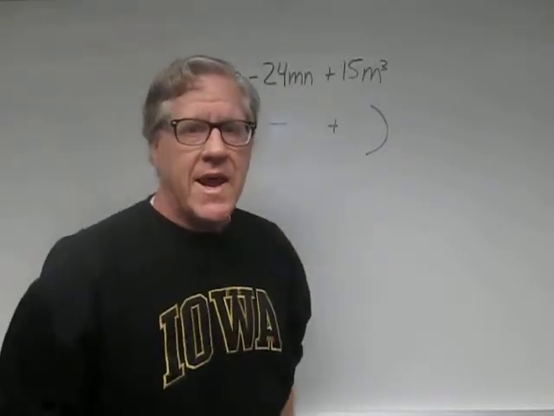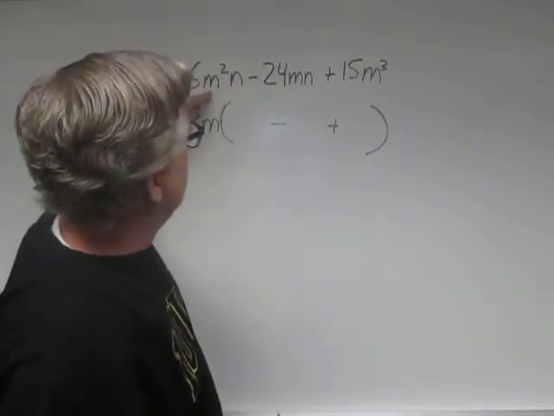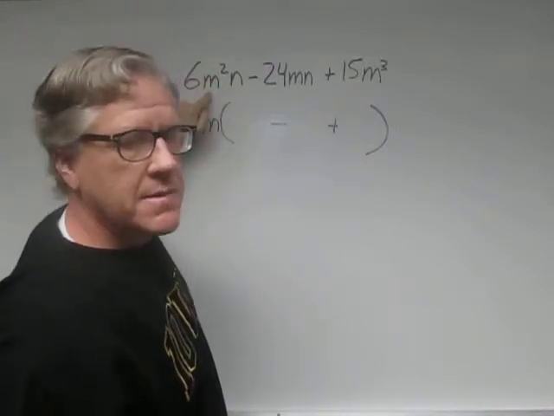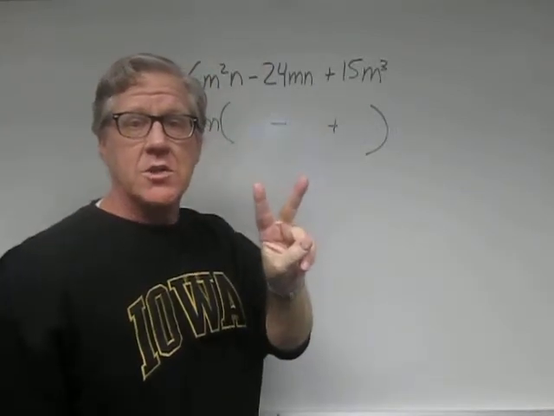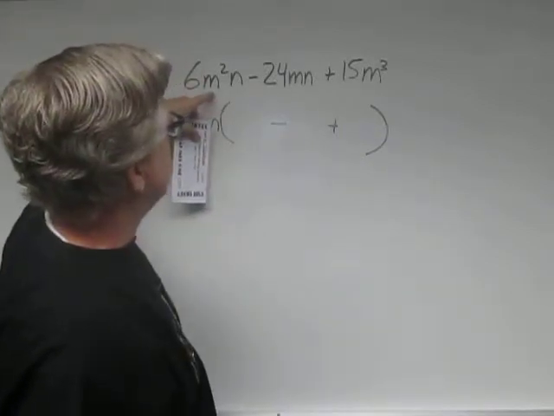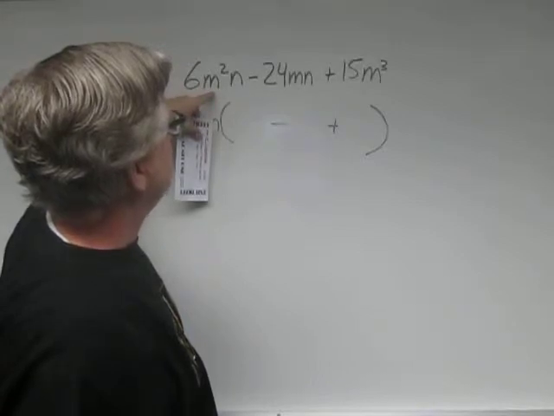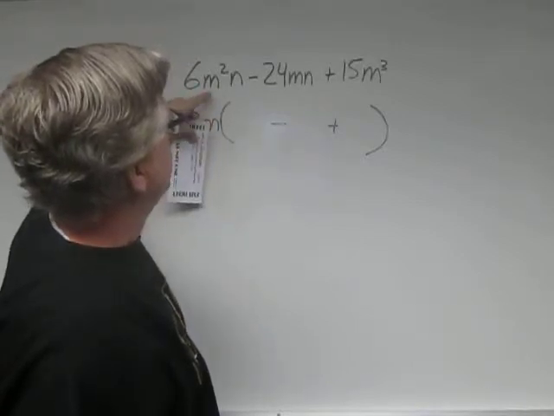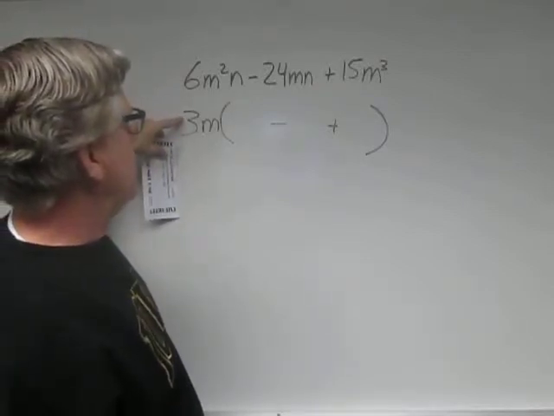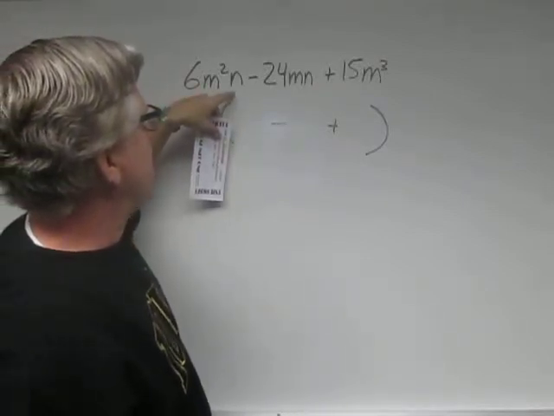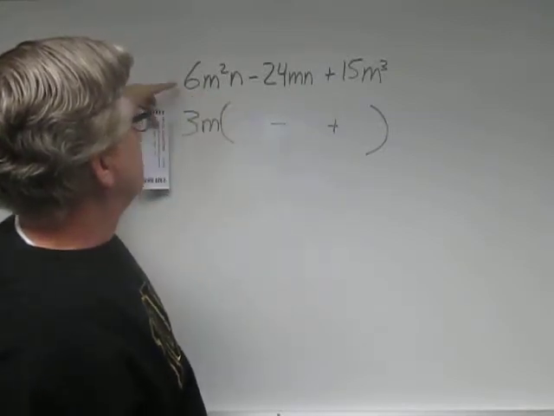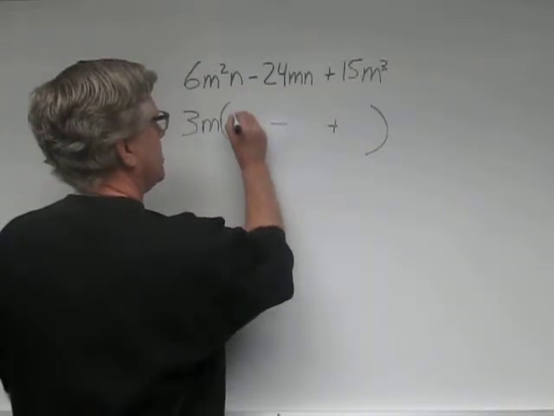All right, if I take an m out of this first term, we have 2 of them here. Look, we have m times m. M squared is m times m, so we have 2 factors, 2 m's in that term. So that's going to leave us with 1 left, isn't it? Okay? So we're going to have what times 3m is going to equal 6m squared n. 3 times 2 is 6. Let's put a 2 there.